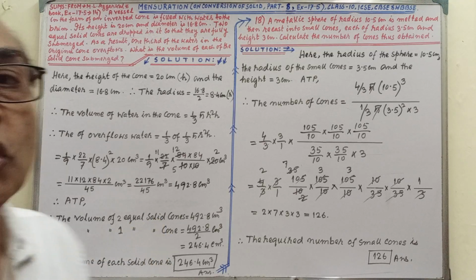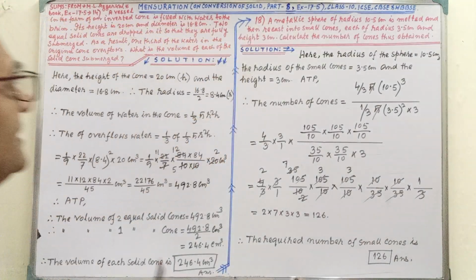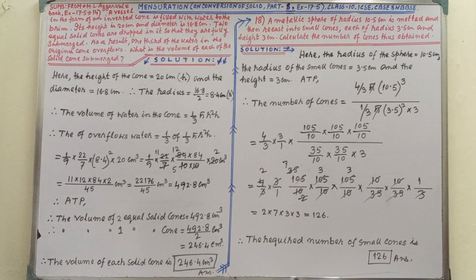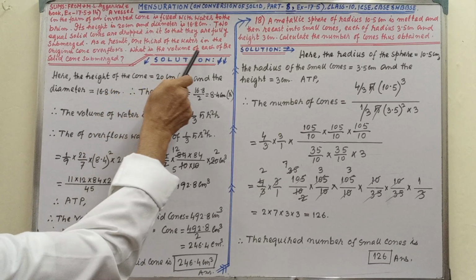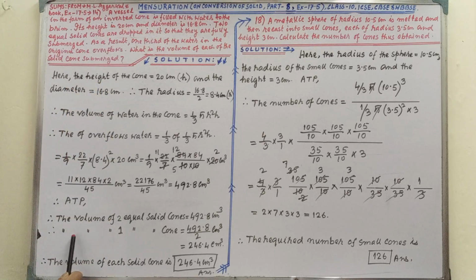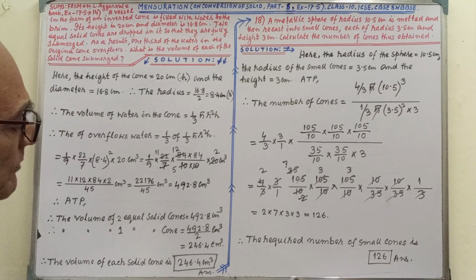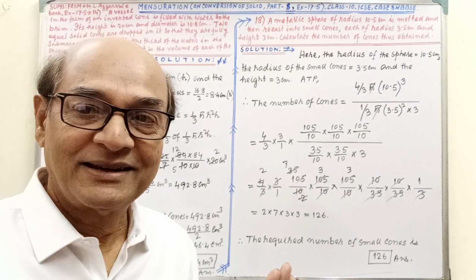That means the volume of the two equal cones. Therefore, the volume of two equal solid cones is equal to 492.8 centimeter cube. What is the volume of each of the solid cones? The volume of one cone is this divided by 2. By dividing, we are getting the volume of each solid cone as 246.4 centimeter cube. Answer completed.